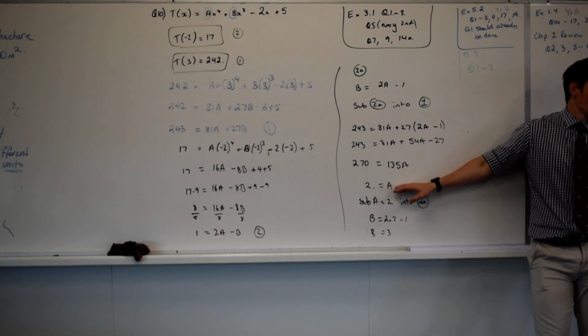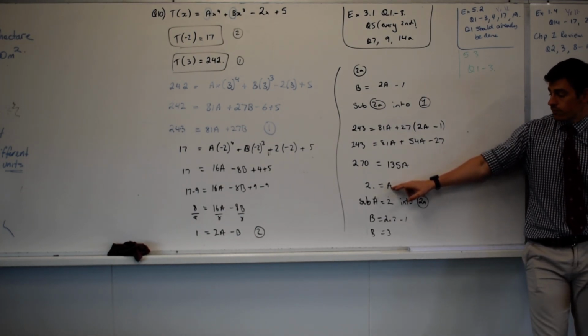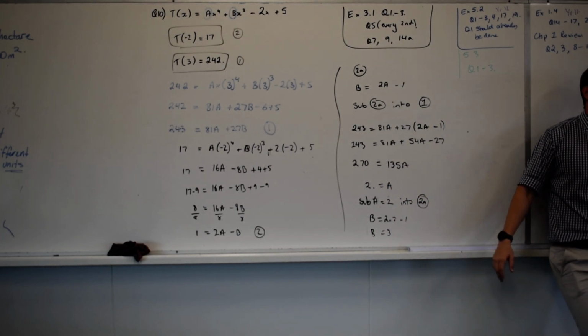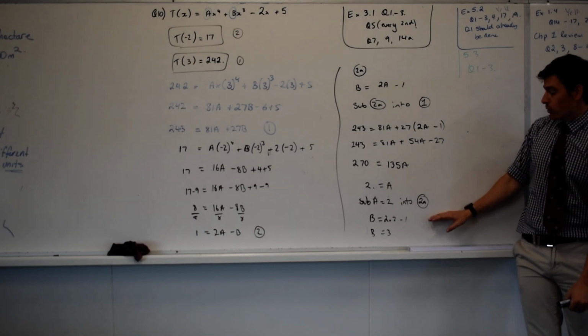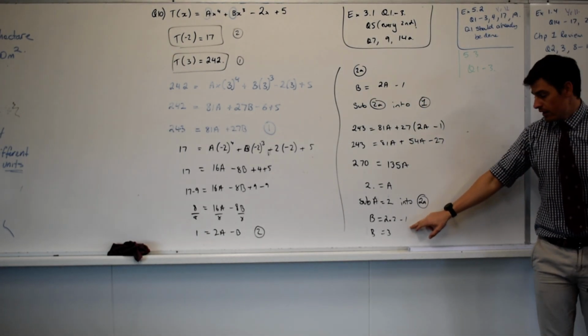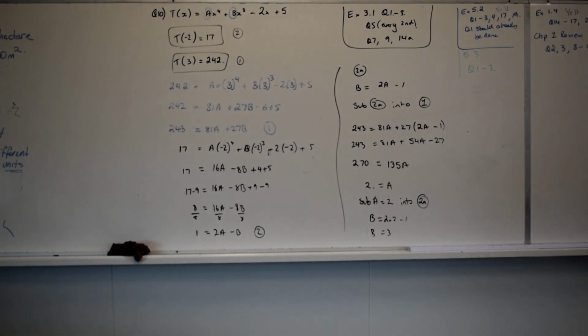Once I have that value, what do? Once I have one value in the simultaneous equation, what do? Sub back into whichever equation I want. That one looks pretty easy, correct? So I pick that one and I get b equals 3. Cool? The question only asks me to determine my a and my b value.